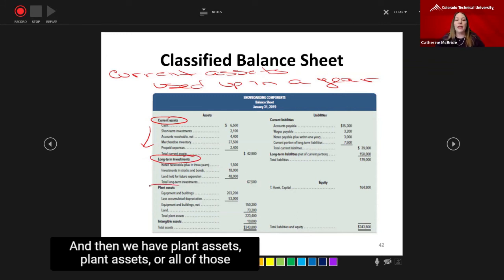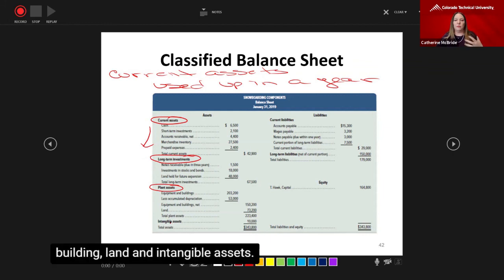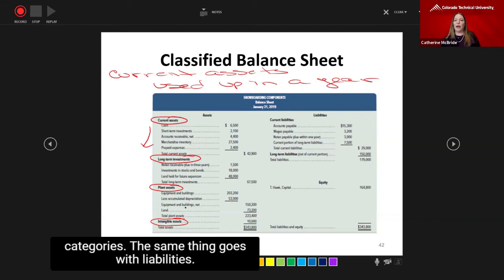And then we have plant assets. Plant assets are all of those assets that we would depreciate, like furniture, fixtures, equipment, buildings, land, and intangible assets, which also have infinite lives or long lives, one or the other. Things like trademarks, patents, goodwill, which you'll learn about. All of those are intangible assets. So we've simply taken the balance sheet and broken it into more categories.